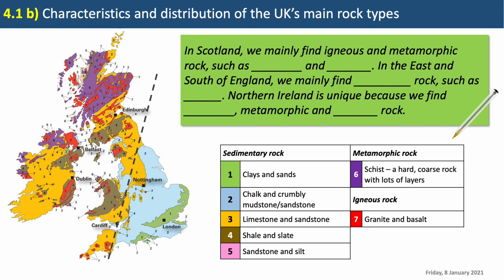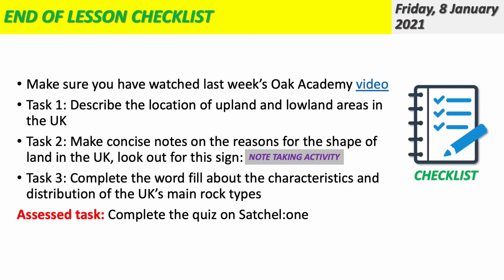We're now going to round off the lesson and talk briefly about what you need to do between now and your next lesson. Right, so this is what we should have achieved today. Just make sure, have you gone back and ensured you've watched the video from Oak National Academy about the UK's physical landscape? Can you confidently describe where we find areas of upland and lowland in the UK? Have you made short, sharp, clear notes on the three main reasons why the shape of the land in the UK is different in different places?